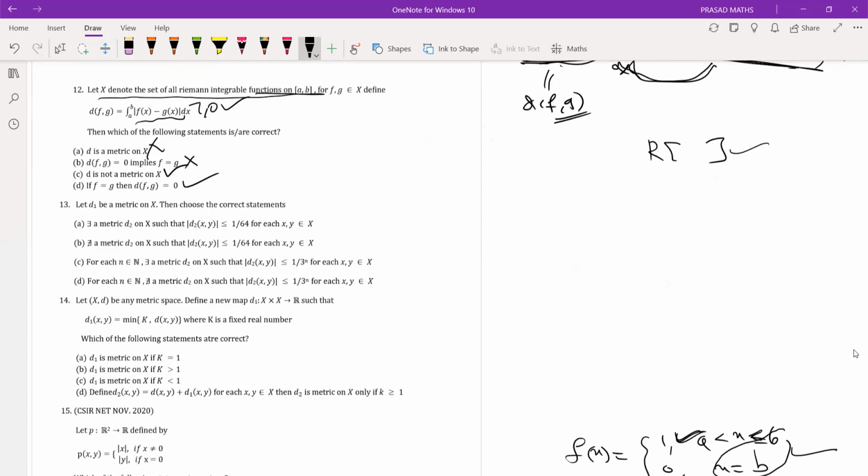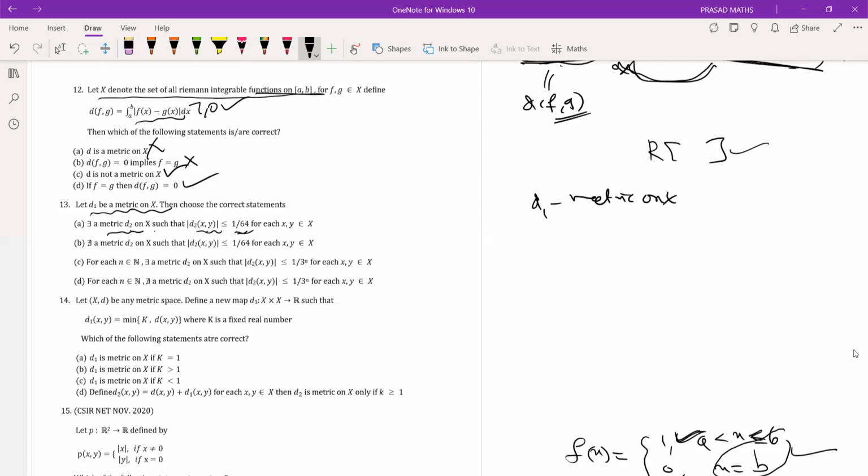So see what is given. You are given that d1 is a metric on X. Then choose the correct statements. There exists a metric d2 on X whose distance is bounded by 1/64 for every x comma y belonging to X. There exists a metric d2 which is a bounded metric, bounded by 1/64.